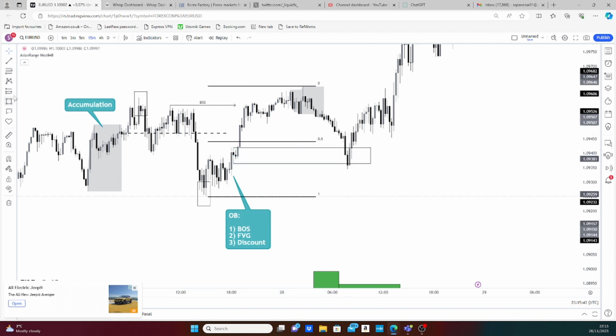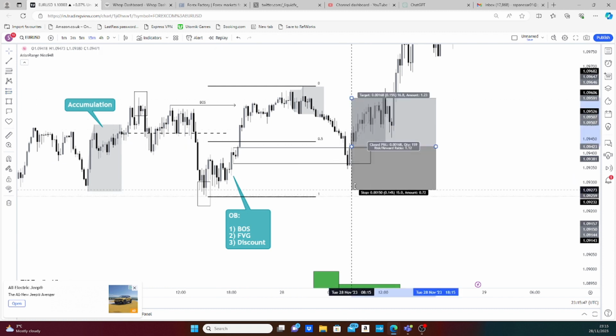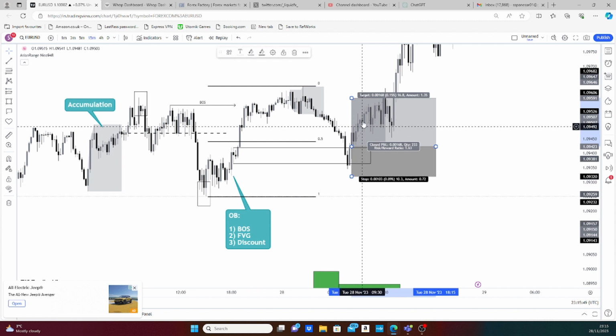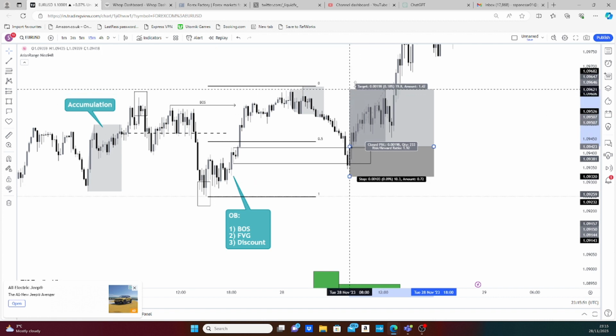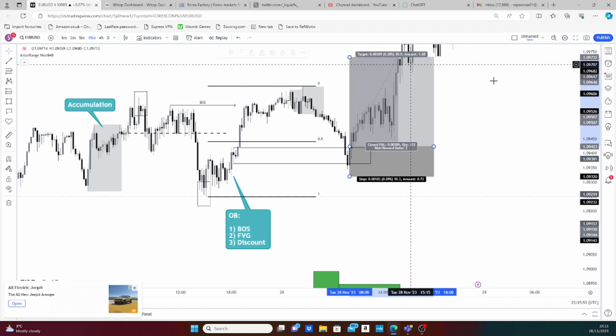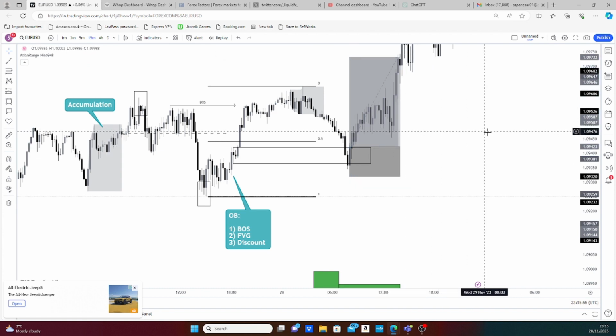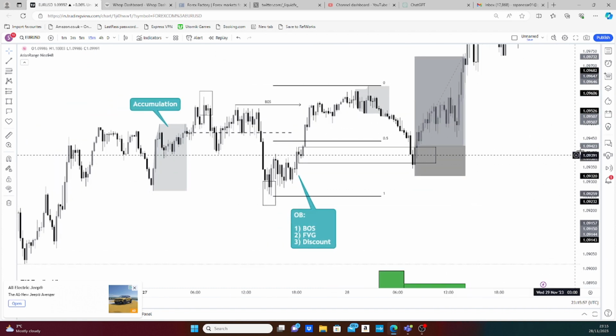Now, as you can see, price respects it beautifully, right? So we can take a buy trade from here. You want to have your stop loss just below, in the vicinity of the order block, targeting a nice 1 to 3 trade, right? Using the power of 3 concepts. So what do we see here, right?